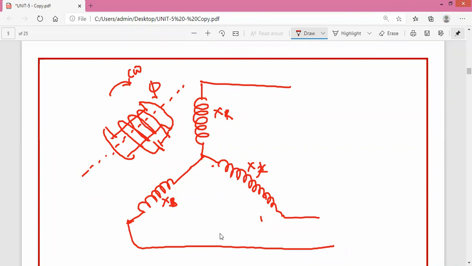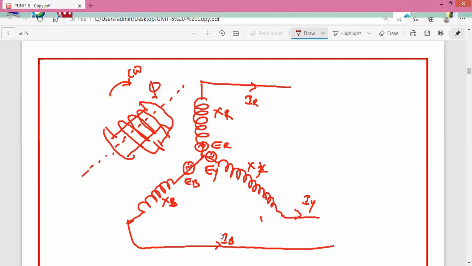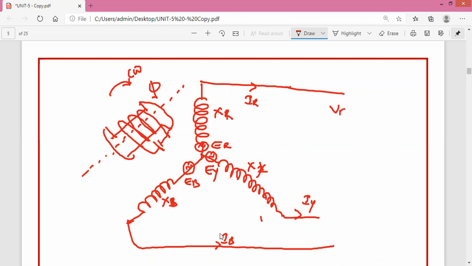Then the phase currents existing here are IR, IY, and IB. The induced EMFs are ER, EY, and EB. In each phase, induced EMF will be existing. So here it is the terminal voltages VR, VY, and VB.